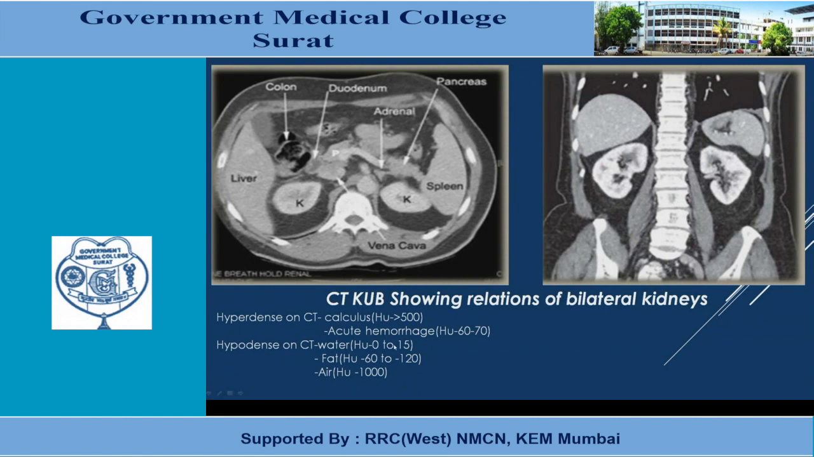In a CT scan, the terminology used for density is hypodense, hyperdense, or isodense. Density is measured in Hounsfield units, from -1000 HU, which is of air, to +1000, which is of bone. Fat also has negative density. Water has 0 to 15 density.